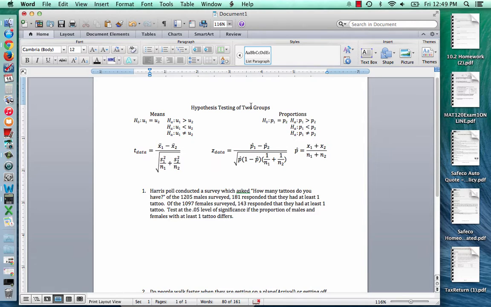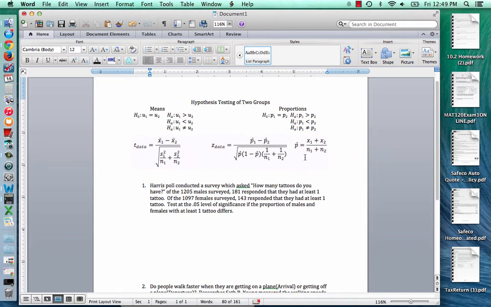When we test the difference between two groups, we can look at their means, which comes from quantitative data, or we can look at their difference in their proportions. If we're doing their means, then we have a t-data formula here, and if we're testing their proportions, then we have a z-data formula here with the pooled estimate off to the right that we'll have to compute. I'm going to do a couple examples, and while I read this problem, I'm going to explain why I'm using which of these two particular formulas and processes.